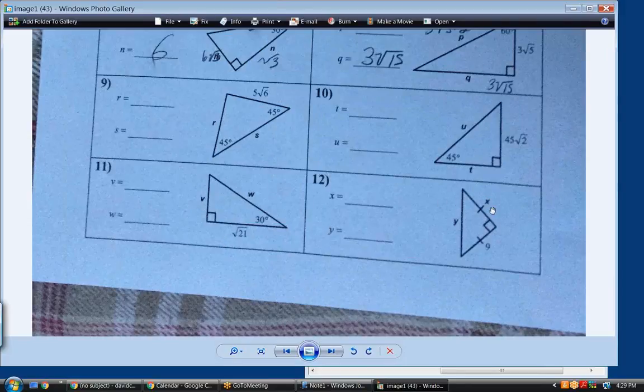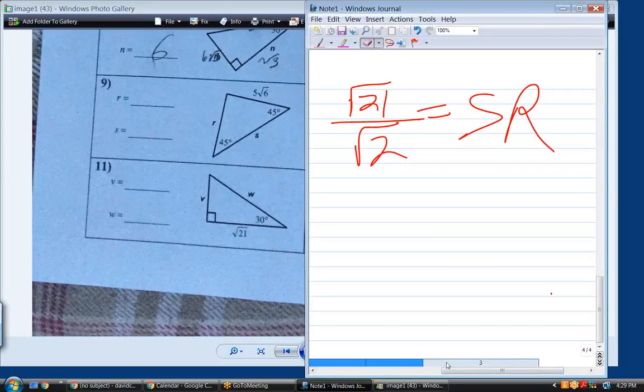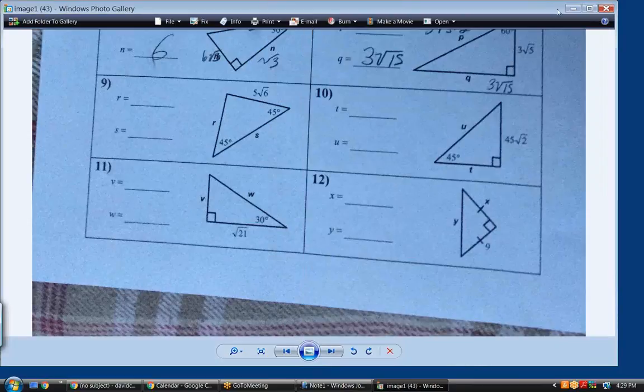And in the last minute, what's x? X is 9. And what's y? Y is 9 square root 2. Good. Very good.